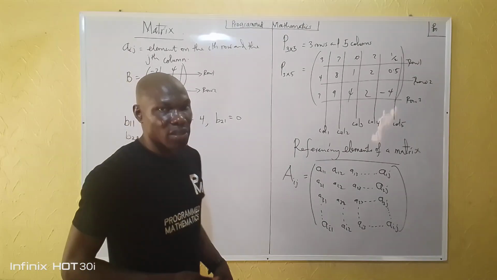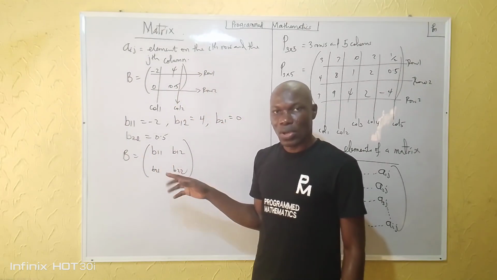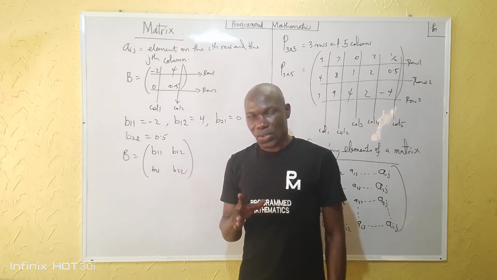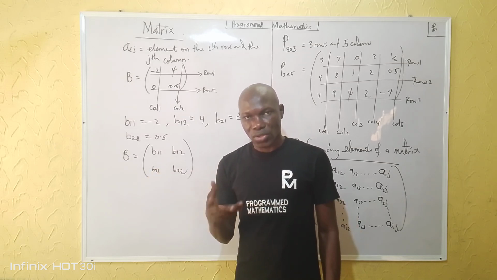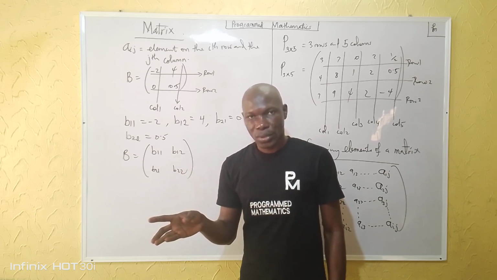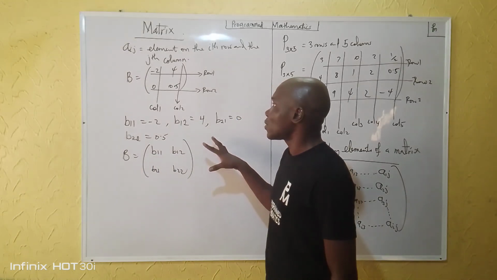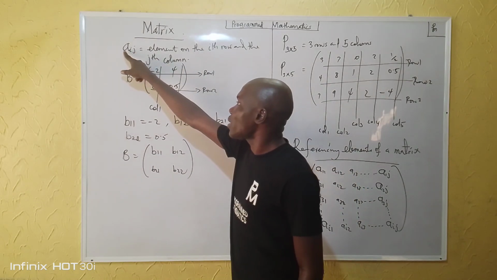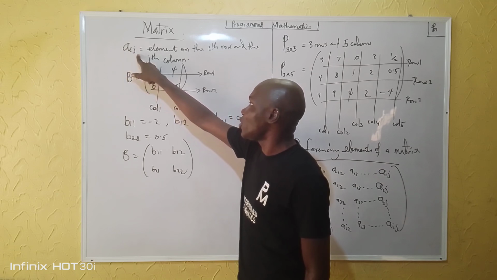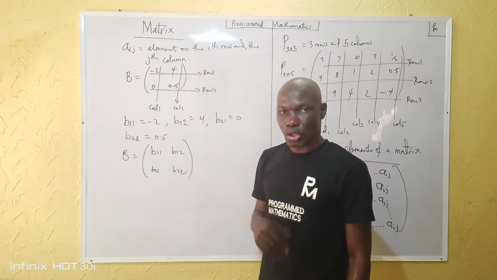Now, it is very important for you to know that the ability to refer to each element of any given matrix will help you to perform operations on matrices. Operations such as addition, subtraction, multiplication of matrices, inverses, determinants, and so on. All of this shall be discussed in this video. What we are saying in essence is that when you write an element of a matrix as small a_ij, the i represents the row number, the j represents the column number.